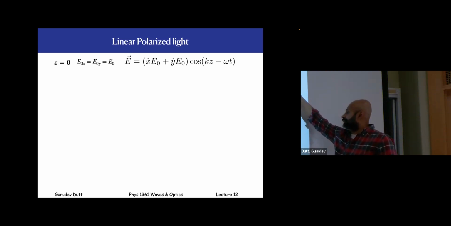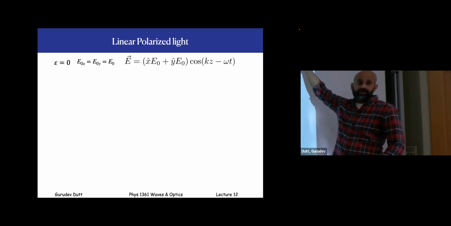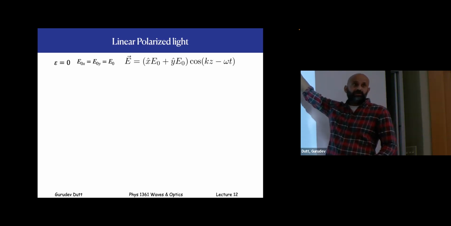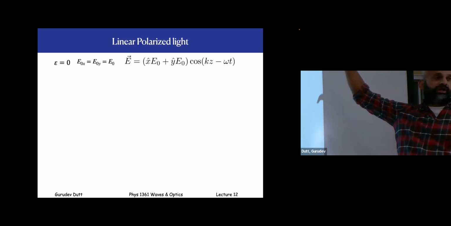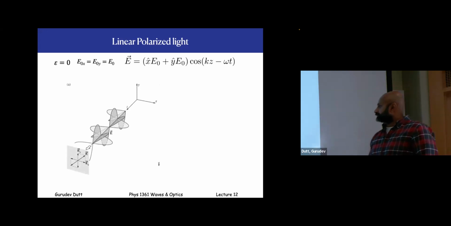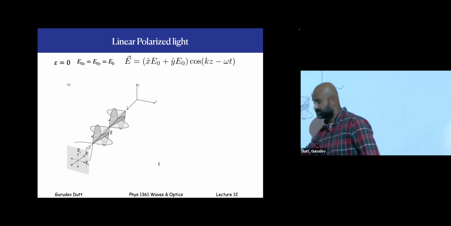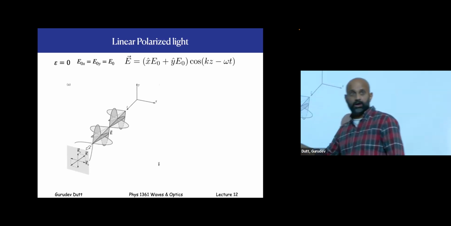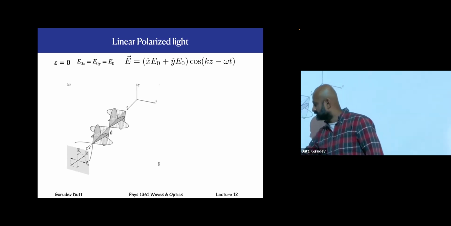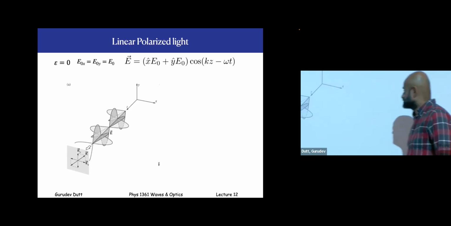Then the electric field vector can be written in this form. I took that previous equation and put E naught X and E naught Y equal to E naught, and then put epsilon equal to 0. So I can take out the cosine of kz minus omega t, which is common to both the X and the Y component. It's outside the vector relationship. Then the state of this electromagnetic wave can be described as a 45-degree polarization. That is, it's in the first and the third quadrants. As time evolves, the electric field will always remain along this line in the first and third quadrants, which is at 45 degrees with respect to the X and Y components.